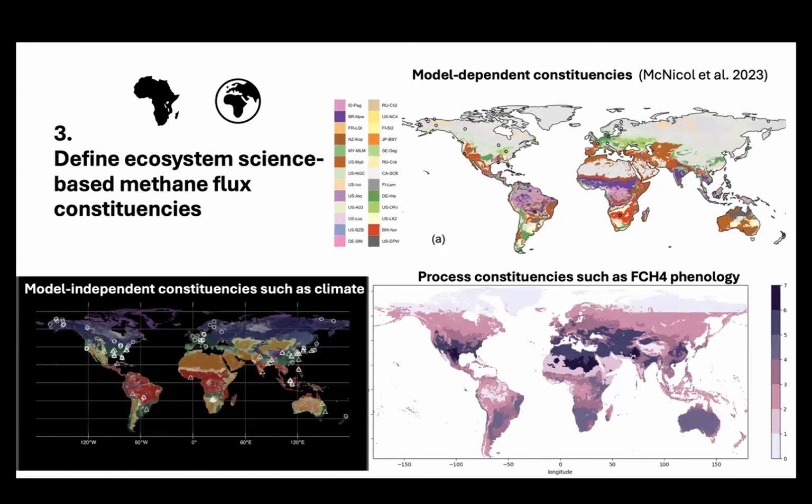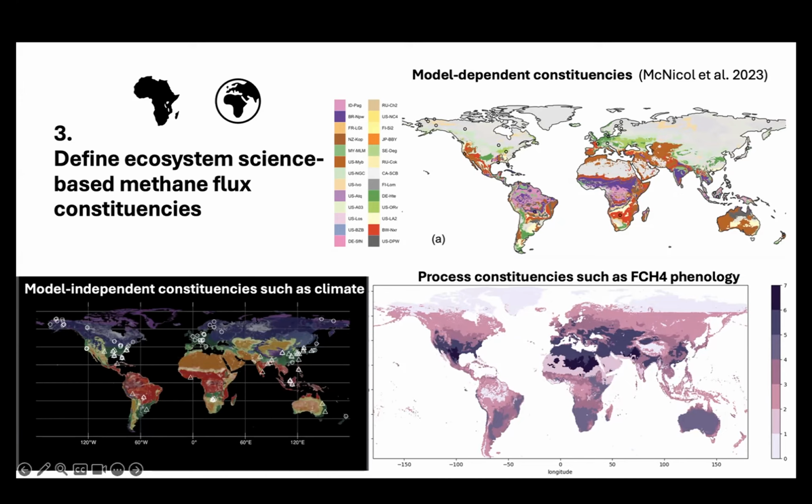And just one way we've been exploring that is to think about other ways to organize global patterns. On the lower left is a map of global climate zones. We've overlaid methane fluxes and flux towers on top of that to see where emissions are occurring in these different climate regions, to help with interpretation. I already showed the figure on the top right, which is sort of using the model predictors to define constituencies.